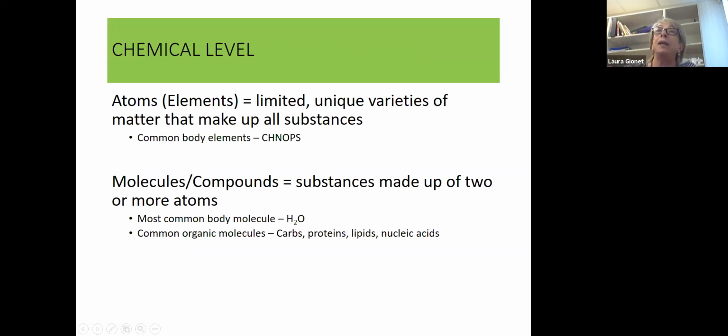The chemical level: atoms are limited, unique varieties of matter that make up all substances. So that is things like carbon and hydrogen, nitrogen, oxygen, phosphorus, sulfur. Molecules or compounds are substances made up of 2 or more atoms. The most common body molecule is water, which is H2O. But we have a lot of organic molecules in the body that we need to look at as well. We have inorganic substances and we have organic. Organic substances have at least carbon and hydrogen, as well as a variety of other elements attached to them. And those 4 categories are carbohydrates, proteins, lipids, and nucleic acids in the body. That's why we have to discuss a certain amount of organic chemistry in the chemistry chapter.